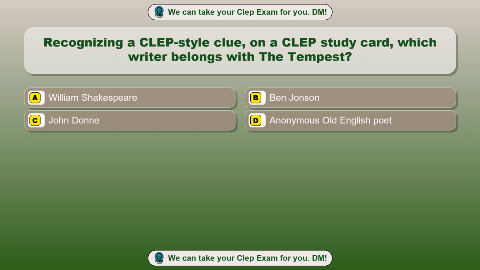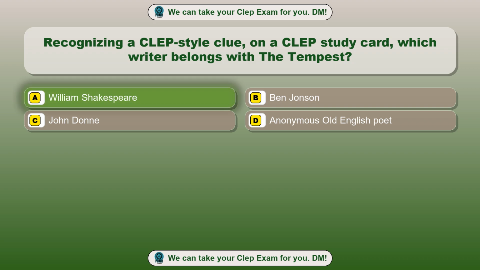Question 79. Recognizing a CLEP-style clue on a CLEP study card, which writer belongs with The Tempest? Option A, William Shakespeare. Option B, Ben Jonson. Option C, John Donne. Option D, Anonymous Old English poet. The correct answer is option A.